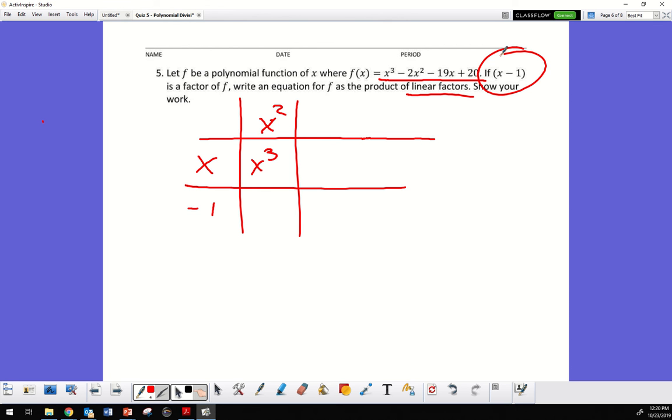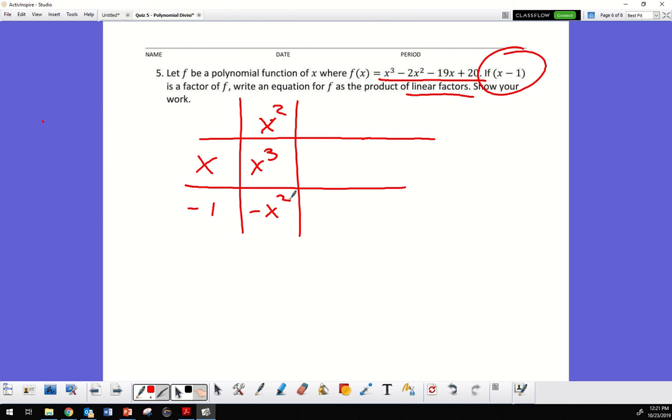Now I have to multiply down. So it's x squared times negative 1, negative x squared. There we go. Is it fine if we put negative 1x squared? Yeah, it's negative 1x squared. It's fine.